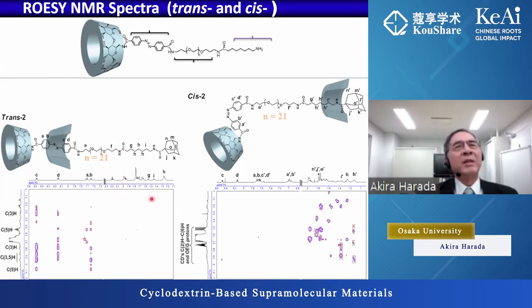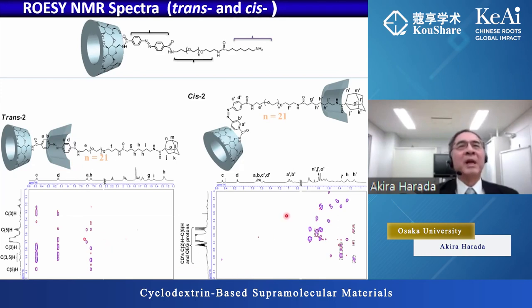These are the ROESY, two-dimensional ROESY spectra of the daisy chains before and after the UV light irradiation. Before UV light irradiation, there are correlation peaks between the cyclodextrin inner protons right here and the azobenzene protons right here. These results indicate that the azobenzene groups are included in the cyclodextrin ring.